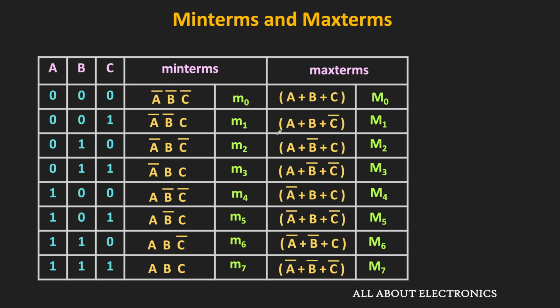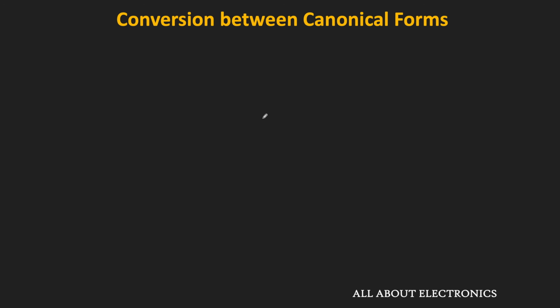For example, if you take the complement of this a plus b plus c, then we will get this a bar dot b bar dot c bar. Or we can say that this M0 bar is equal to m0. So in general, we can say that these min terms are the complement of the max terms. So using this, we can convert any canonical SOP form into the equivalent POS form, and vice versa, we can convert any canonical POS form into the equivalent SOP form.